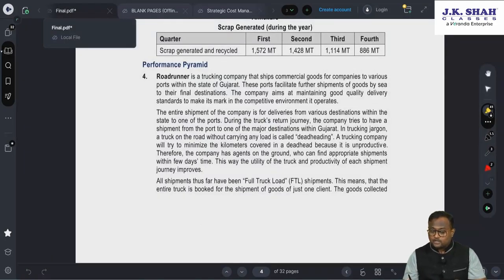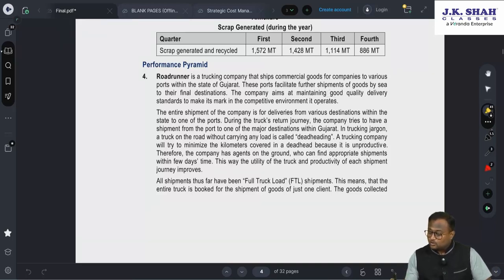So, Roadrunner is a trucking company that ships commercial goods for companies to various ports within the state of Gujarat. These ports facilitate further shipment of goods by sea to their final destinations. The company aims at maintaining good quality delivery standards to make its mark in the competitive environment it operates. The entire shipment of the company is for deliveries from various destinations within the state to one of the ports. During the truck's return journey, the company tries to have a shipment from the port to one of the major destinations within Gujarat.